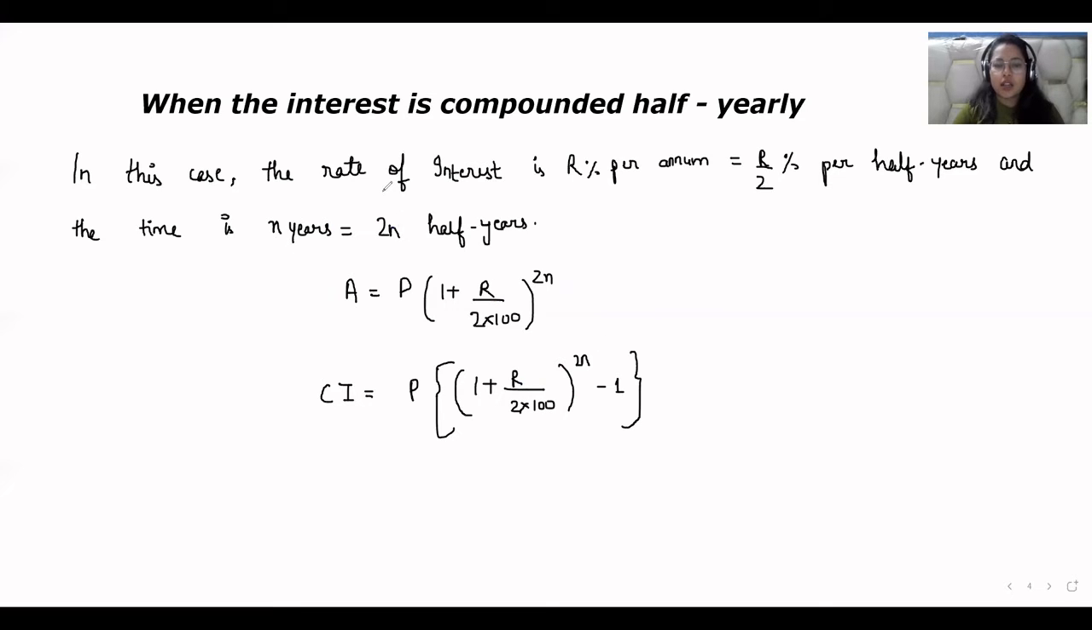In this case, the condition is when the interest is compounded half yearly. In the last case, the interest was compounded annually, and in this case it is compounded half yearly. If the compound interest is half yearly, the rate becomes half, R by 2, and the time becomes twice, 2n. So our formula is principal times (1 plus R over 200) to the power 2n. The same goes for compound interest: the rate is halved and the time is doubled. So apply these formulas in the questions. Let's move forward to the question.